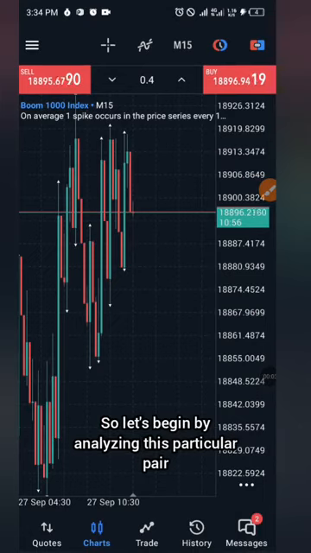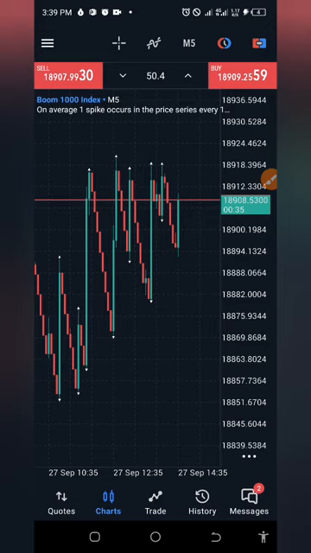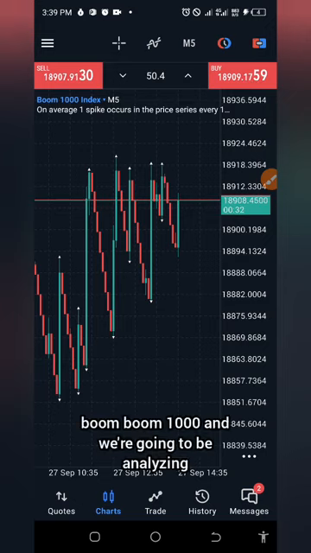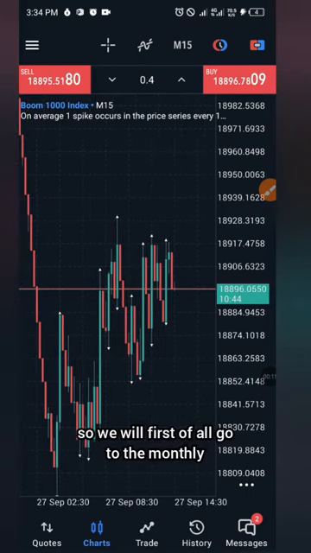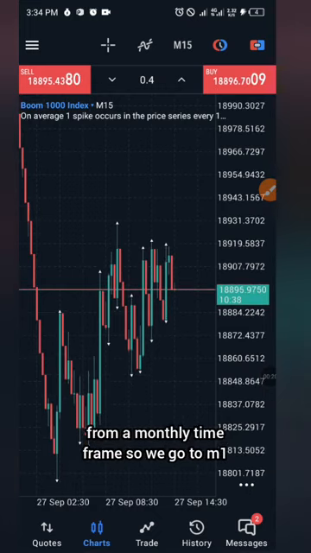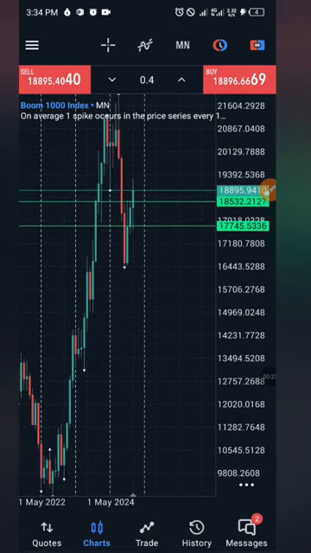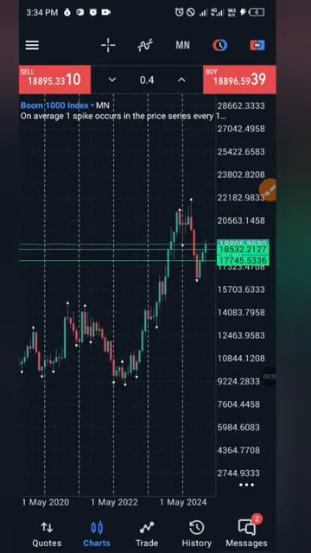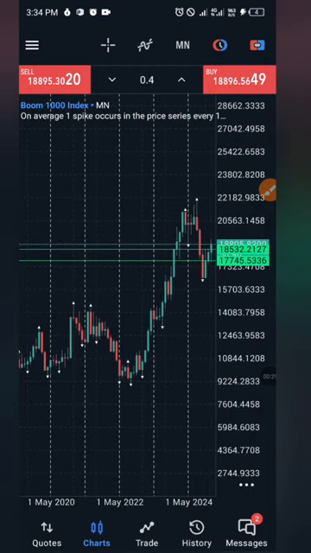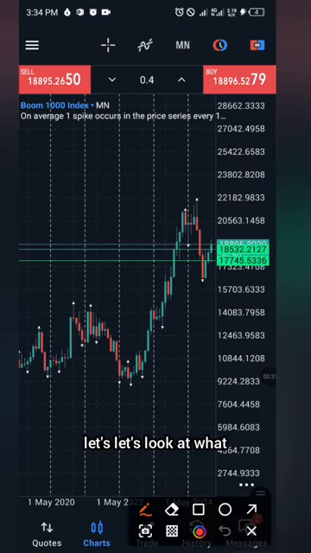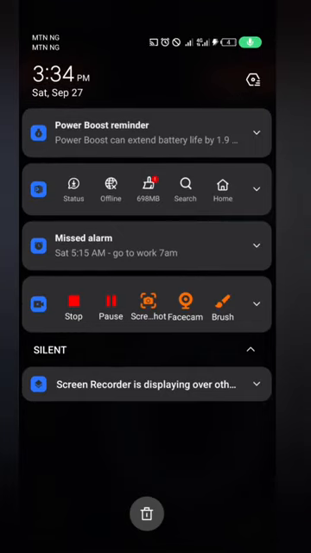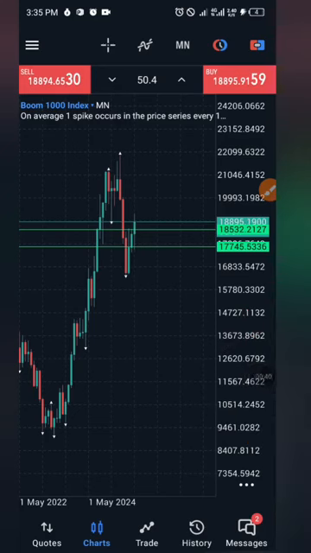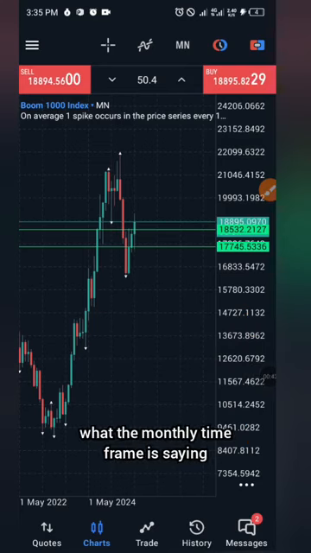So let's begin by analyzing this particular pair, Boom 1000, and we are going to be analyzing this particular trading asset. First of all, we'll go to the monthly time frame. You always start your analysis from the monthly time frame. So we go to M1. So this is the monthly time frame. Now, let's look at what the monthly time frame is saying.